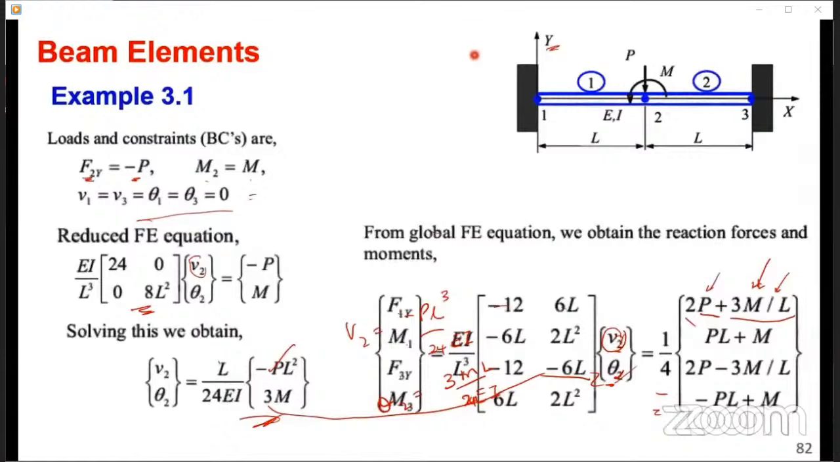The challenge becomes when you have many nodes. Of course, we expect to have many nodes in a real structure. So you expect to have quite large matrices, which might be tedious or even impossible to handle by hand. And that's why we need the computational power of computers.